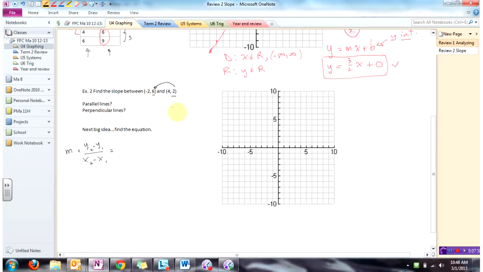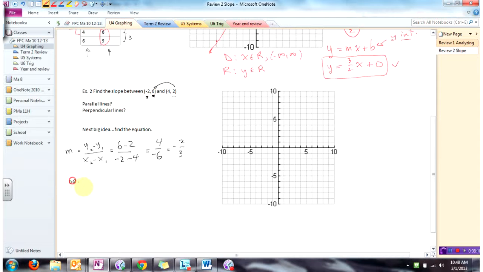Let's say we just want to leave it in the order it is, and we're going to go 6 take away 2. Of course, if you're going to use this as your starting point, you have to be consistent in terms of the subtraction in the same order. You would have to go negative 2 minus 4, which is 4 over negative 6. Or, because there's one negative, let's pull it out front, negative 2 thirds, lowest terms.